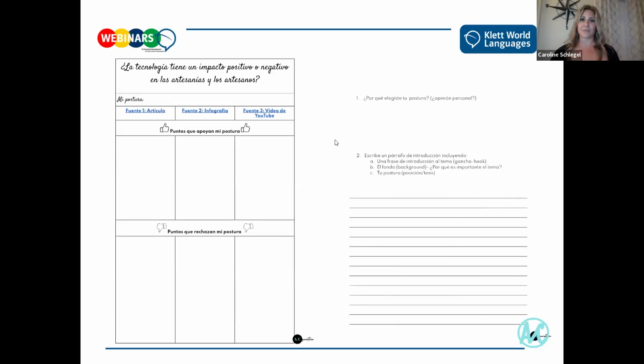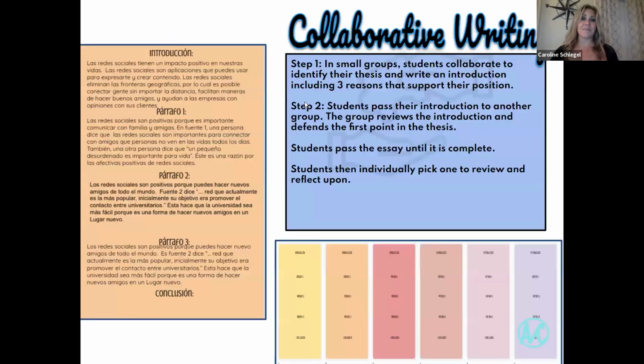I don't always have my students write the entire essay. In level 3, we focus on the introduction. In level 4, we start focusing on building body paragraphs. And this is something that came from one of our level 4 classes here. So we're taking that information from that resource that we just looked at. And in level 4, students are writing collaboratively here, right?